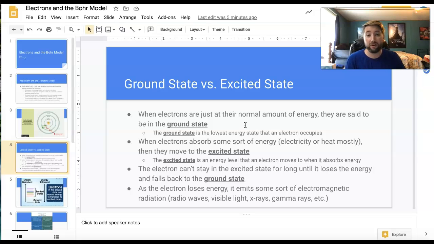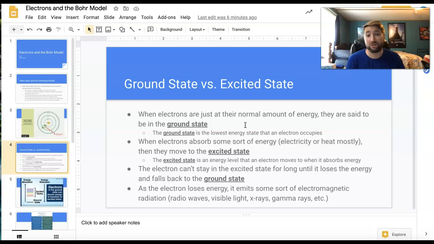The electrons that are in the atoms are in what they call the ground state. The ground state is just the normal amount of energy that those electrons have, depending on how far away they are from the nucleus. Remember, the closer you are to the nucleus, the less energy you'll have, because the positive charge of the protons is holding you really tightly. So the electrons have a ground state, and that's the lowest energy state that an electron normally occupies.